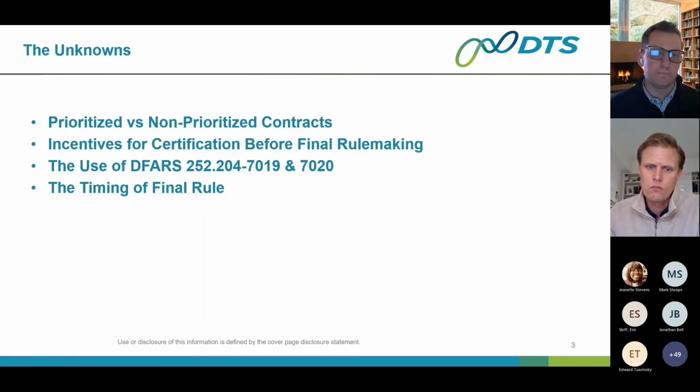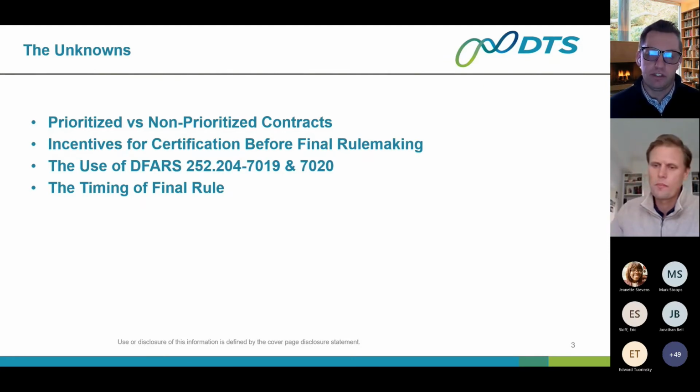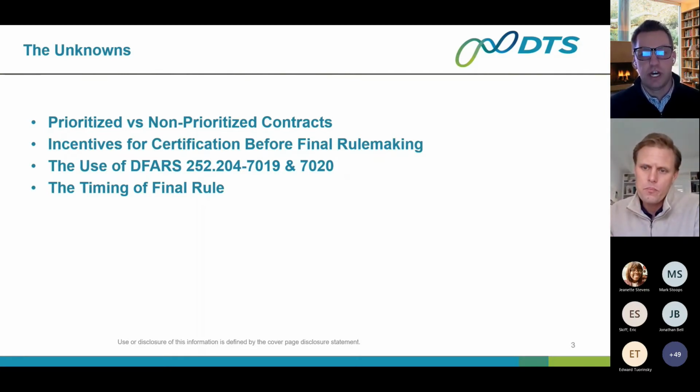So it is likely that the final rule will come out at the earliest at the beginning of 2023. The next point here is what's going to happen with the Delta 20. It's very important to remember that CMMC is a living model, and the requirements for the CMMC could change.